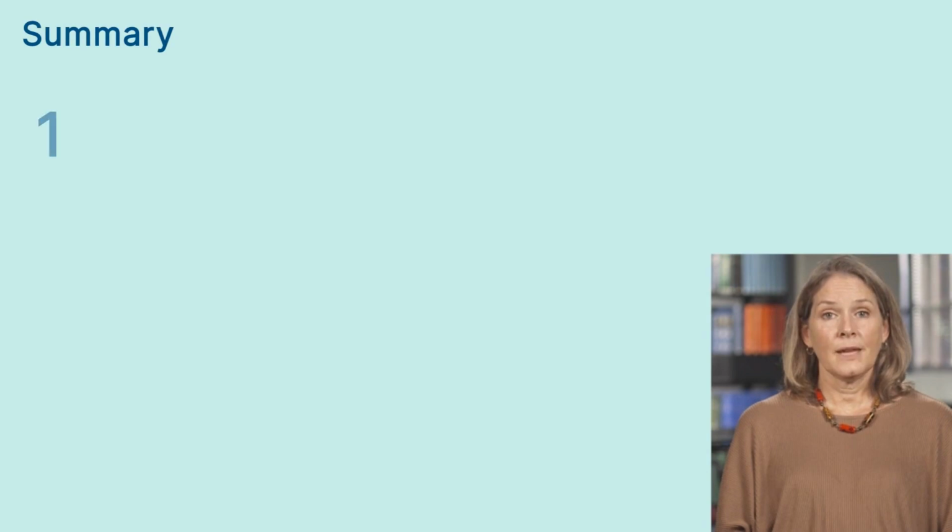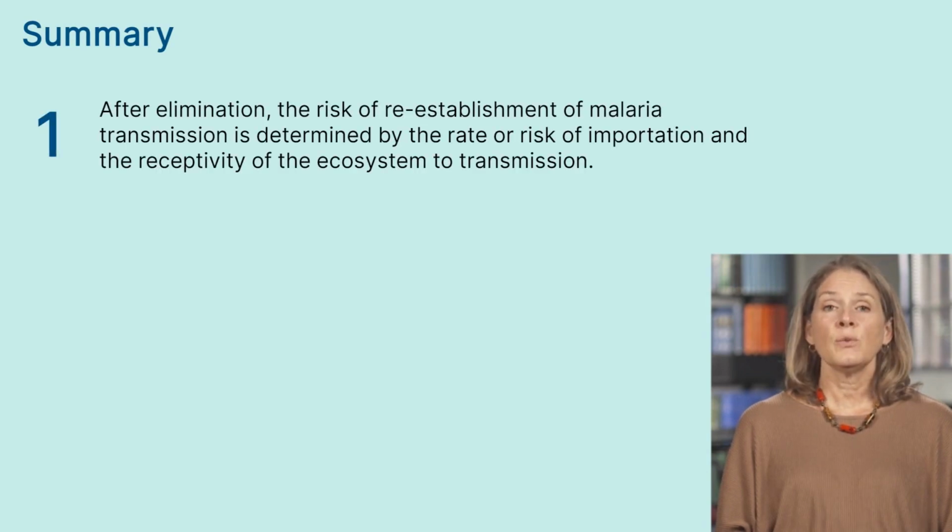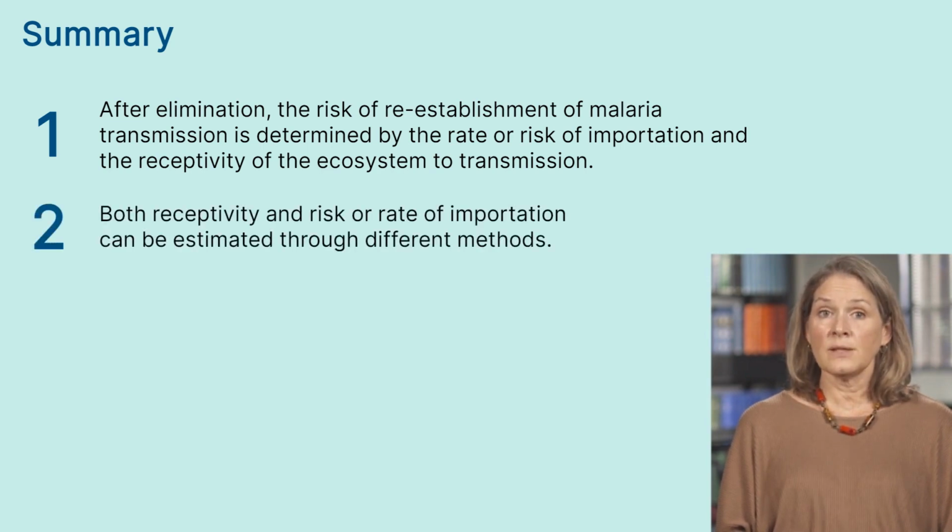In sum, after elimination, the risk of reestablishment of malaria transmission is determined by the malariogenic potential of an area, which is a combination of the rate or risk of importation of malaria infections and the receptivity of the ecosystem to transmission. Receptivity can be estimated through entomological indicators, reproductive numbers, or historical malaria transmission indicators, whereas the rate or risk of importation can be measured directly using surveillance data or estimated through local knowledge.